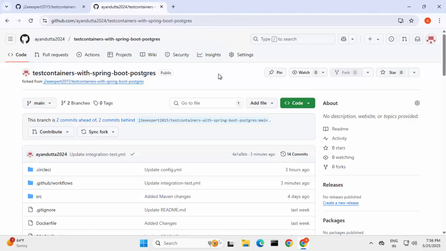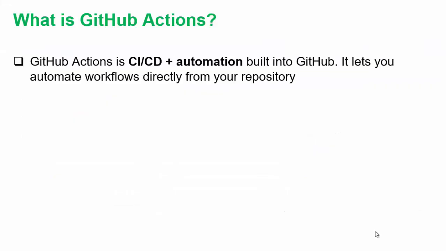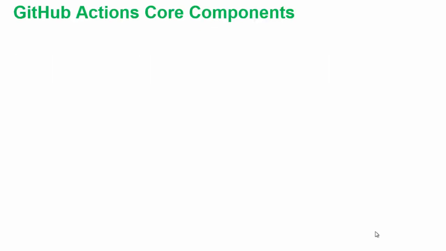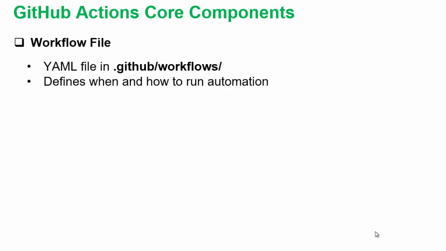But first of all, let us have a basic understanding of what GitHub Actions is and what we are exactly going to do. So what is GitHub Actions? It is CI/CD plus automation built into GitHub. It lets you automate workflows directly from your GitHub repository. In GitHub Actions, the core components are like the following. You need to define a workflow file. Inside your project, there would be a folder which is .github/workflows. There you can create one YAML file, and this defines when and how to run the automation.